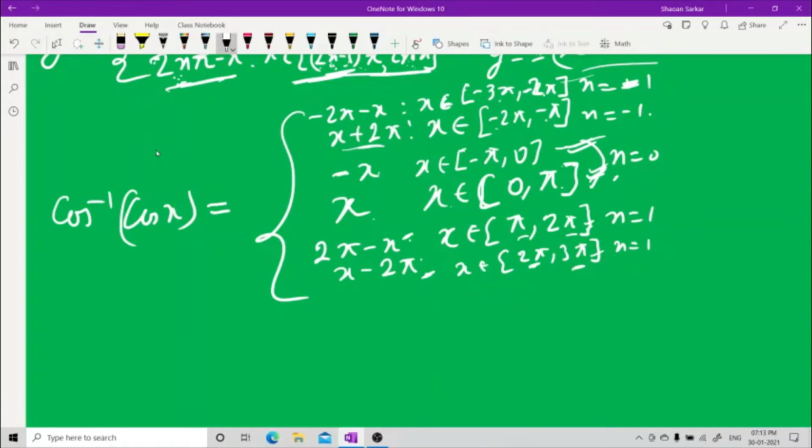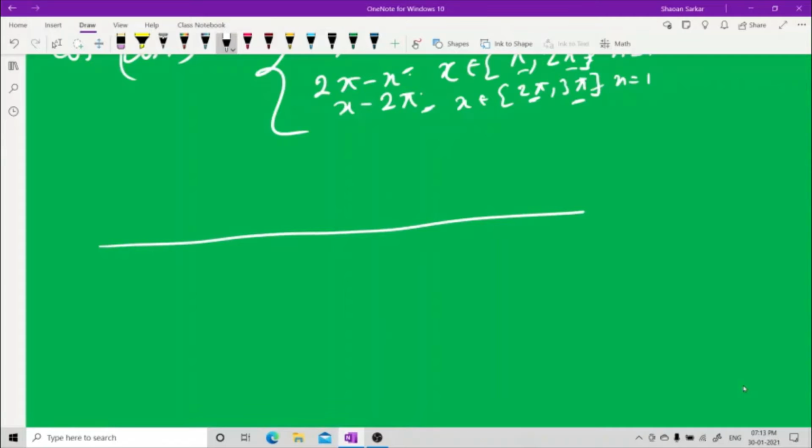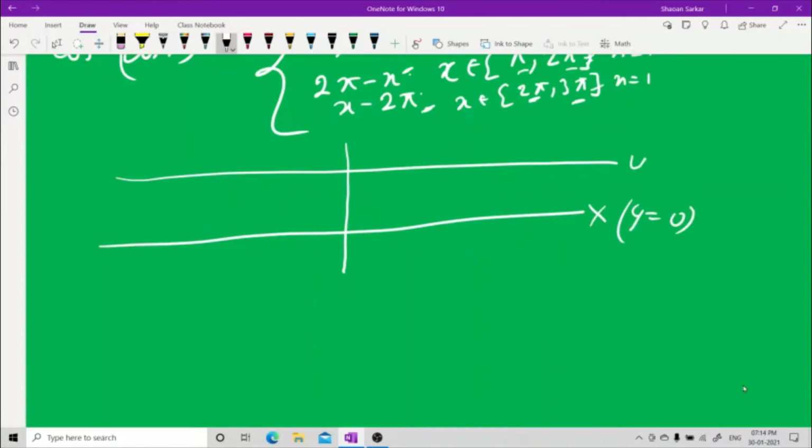Now let us draw the graph, and again I'll use that equation method. Now see, you have this line. It is between 0 to pi. So let us draw it. This is the x-axis. This is y equal to 0, and this is the line y equal to pi. Let us draw. This is 0.